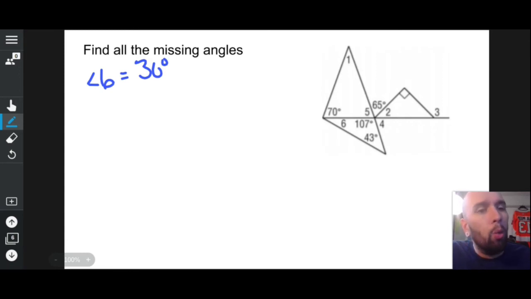Let me think. Ooh, this is the exterior angle thing that we were just talking about. Oh, I can't do that yet. So if you're 30, ooh, watch me be clever. You ready? You watch me be clever. 6 is now 30.